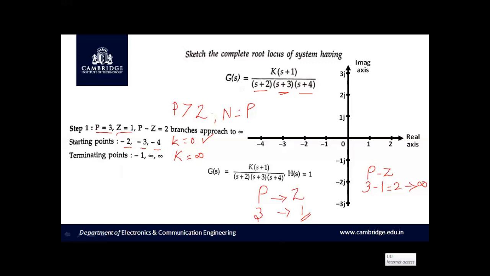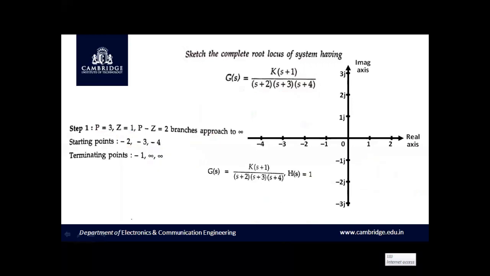And the terminating point, that is at K equal to infinity, just look into the numerator polynomial. The root of the numerator polynomial of the given open loop transfer function, s plus 1 equals 0. Therefore, we have a zero at the location s equal to minus 1. And the rest of the P minus Z branches, that is 2 of the branches emerging from the poles at minus 3 and minus 4, will be terminating at infinity.